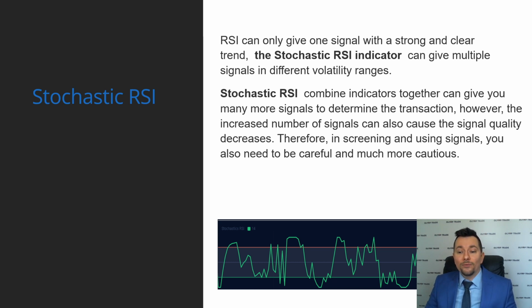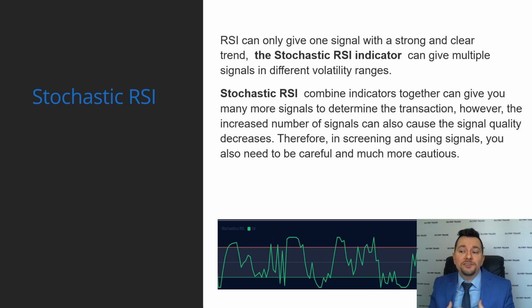Now, let's talk about what the indicator looks like. This is it right here on this screen. It's a line that jumps between levels, much like we have on the stochastic indicator. The RSI, relative strength index, can only give you one signal with a strong and clear trend, so we need to be trending in order to get that really good signal. The stochastic RSI indicator can give you multiple signals and actually outlines the volatility range as well, which is another added benefit. It combines two indicators, and the increased number of signals can also give you bad entry signals.